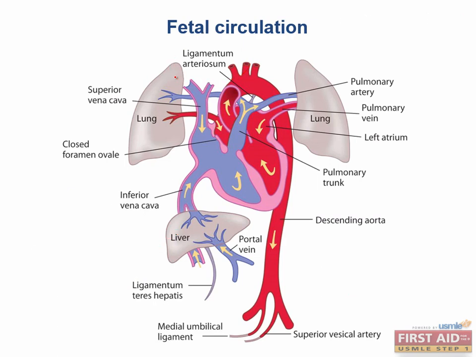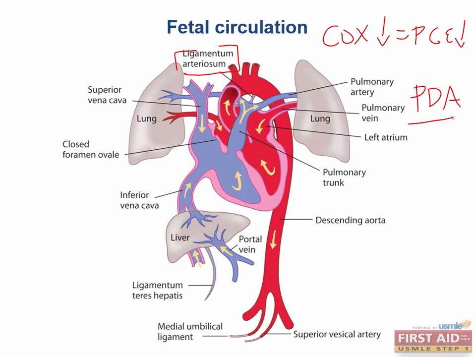Now, what would you do if for some reason the ductus did not close and we did not get our remnant? We need a drug that will inhibit the production of PGE1 and PGE2. We need a drug that will inhibit cyclooxygenase because we want less prostaglandins circulating. So go ahead and tell me the drug that you would use to close a patent ductus arteriosus.